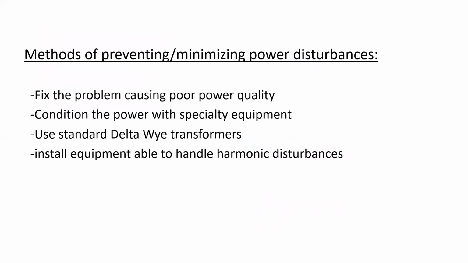There's a number of different methods of preventing or minimizing power disturbances. We can fix the problem causing the poor power quality. We can condition the power with specialty equipment. We can use standard delta Y transformers, and we can install equipment that's able to handle harmonic disturbances.